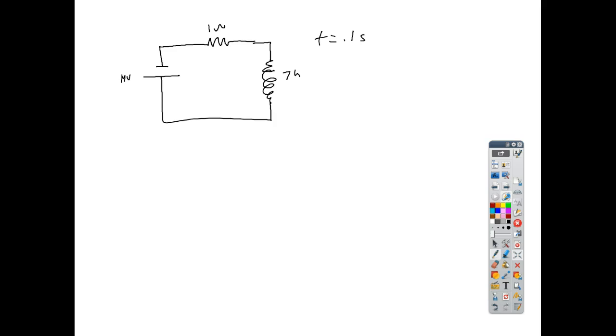So the inductor's like, no. What's going to happen to my current as time wears on? It's going to slowly increase, because initially it's going to be none. So I'm going to use the increasing formula: I equals I max times 1 minus e to the negative t over tau.